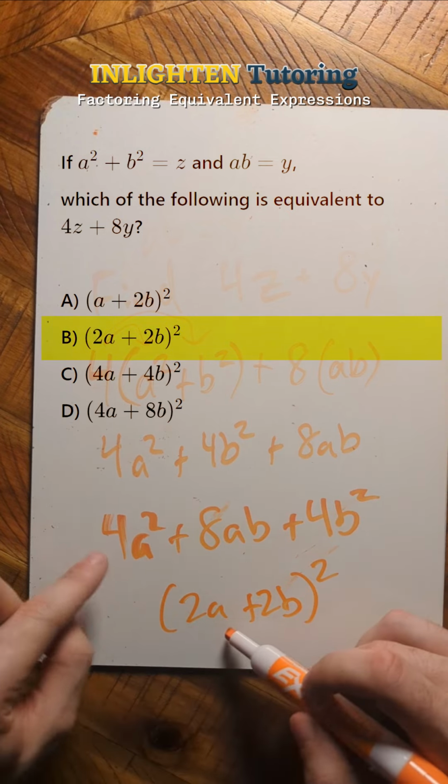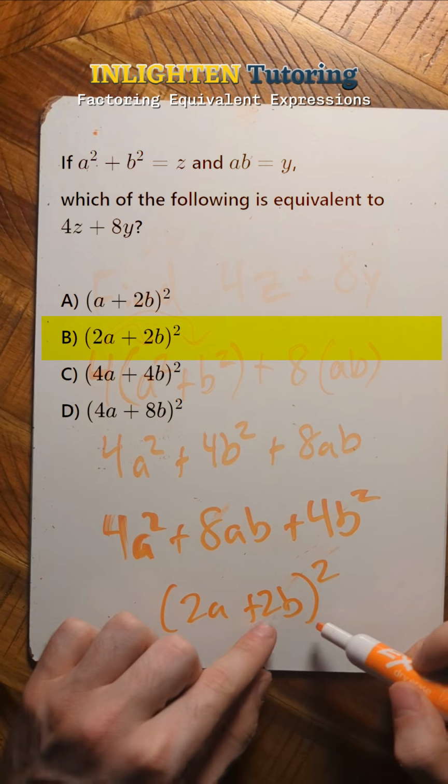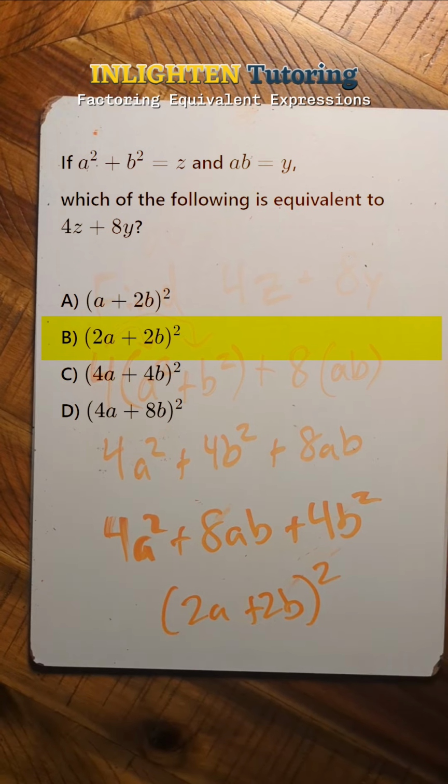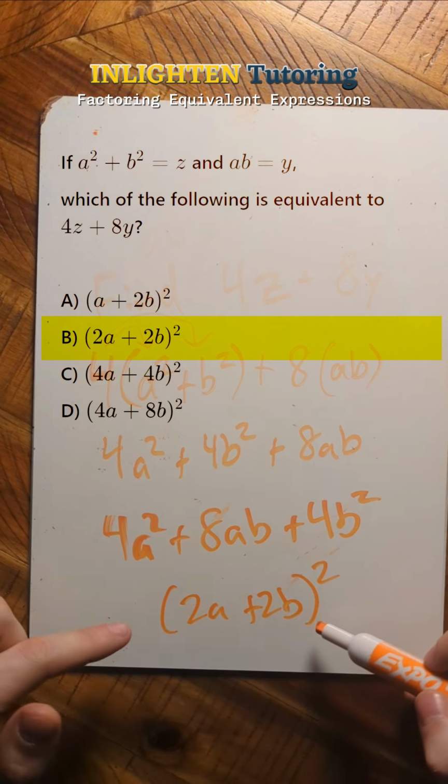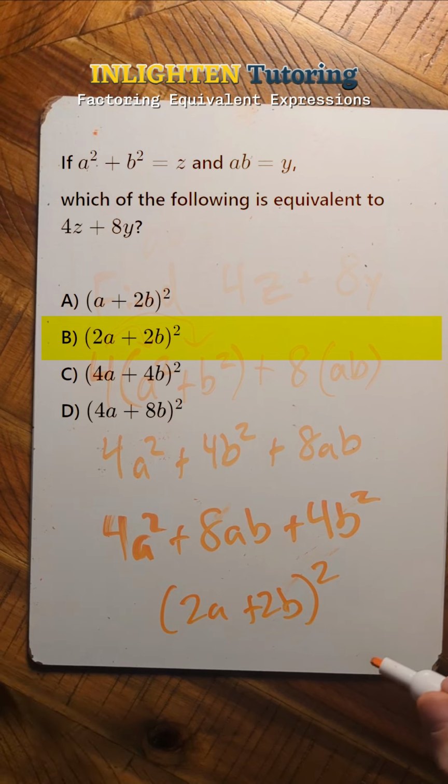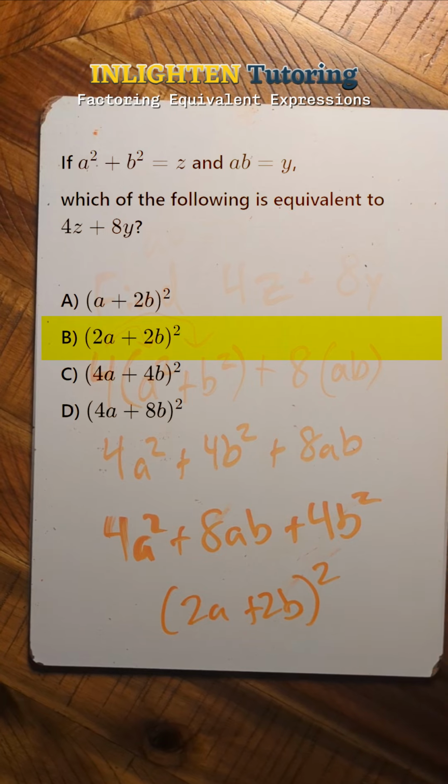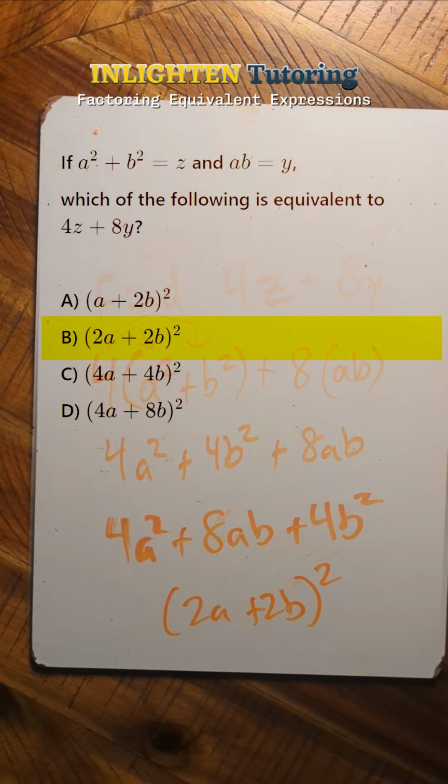If I square this term, it's going to equal my first term. If I square this term, it's going to equal my last. And then if I multiply these two and then multiply that times 2, I'm going to get my middle term. That pattern always holds true for perfect square trinomials. Now, I happen to have that memorized, which makes that my easiest way to solve this question.